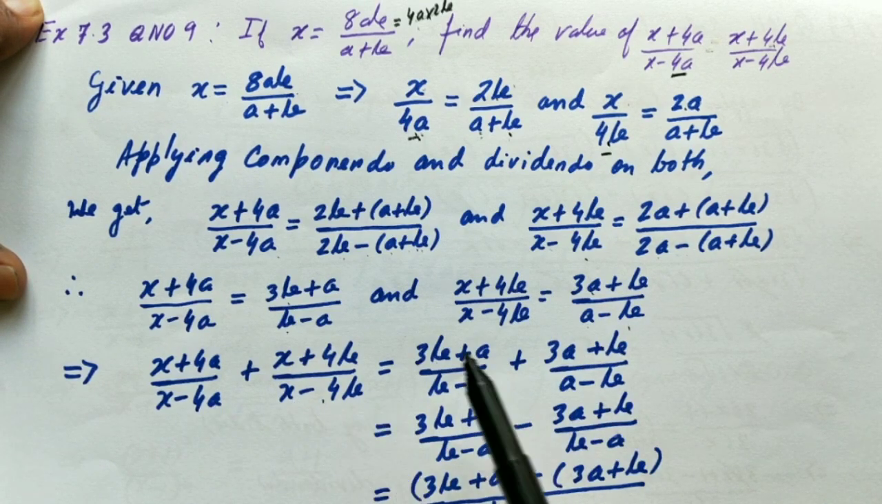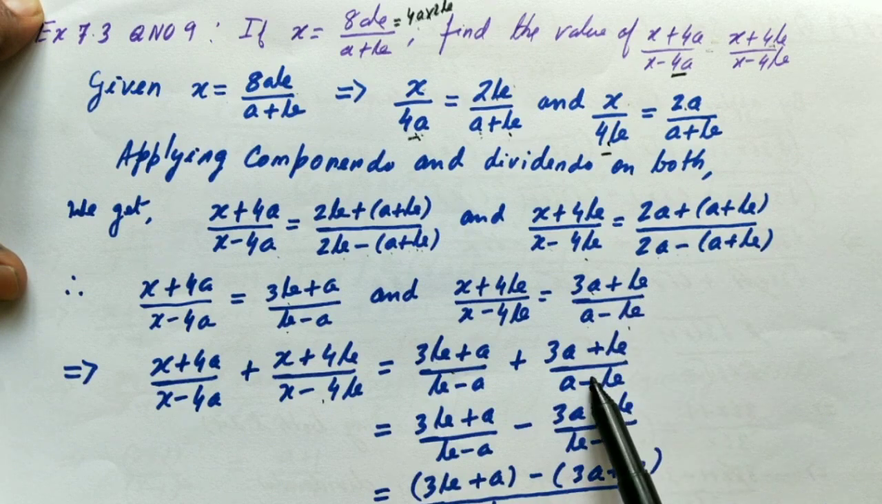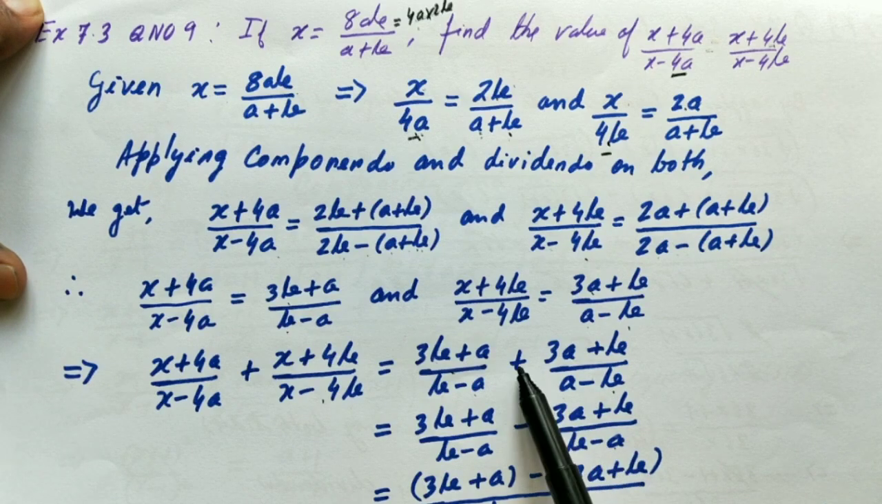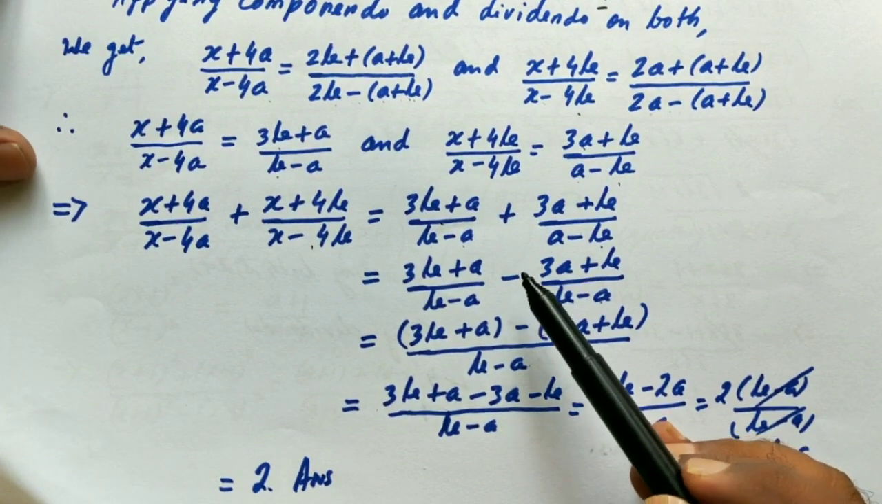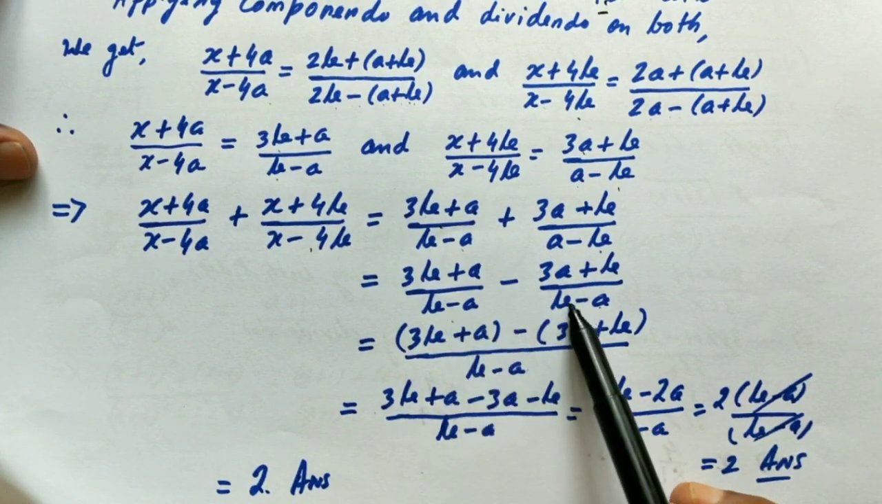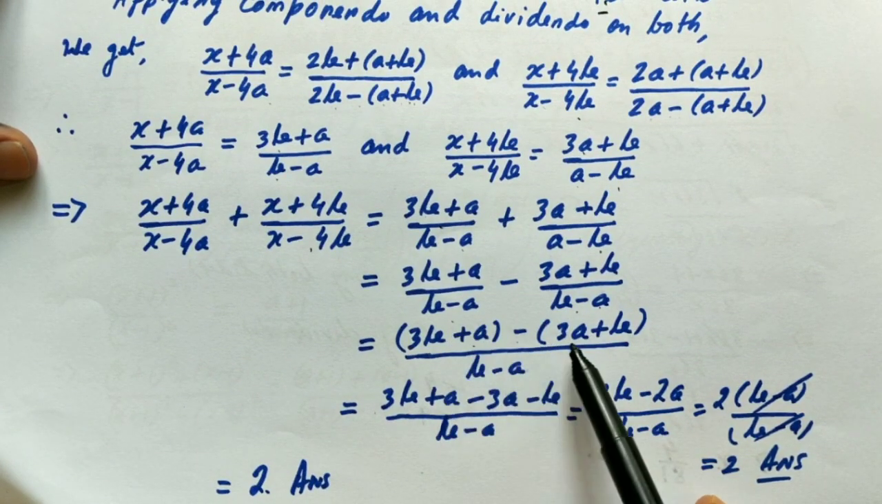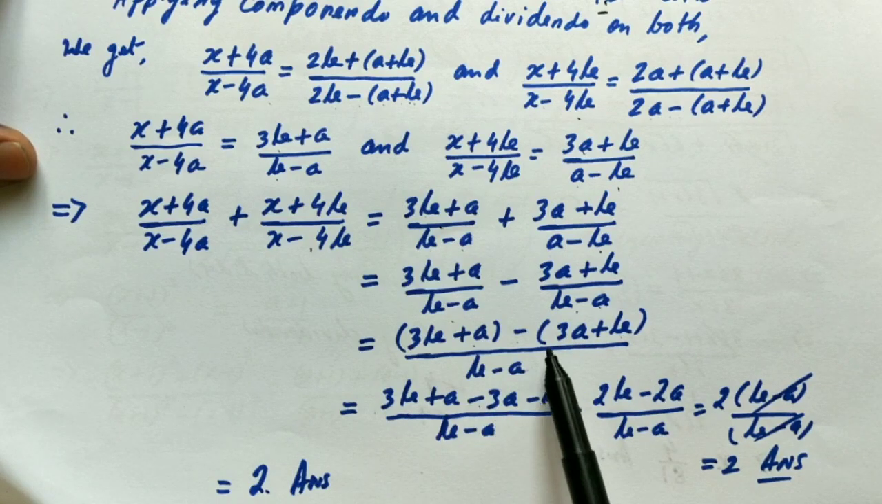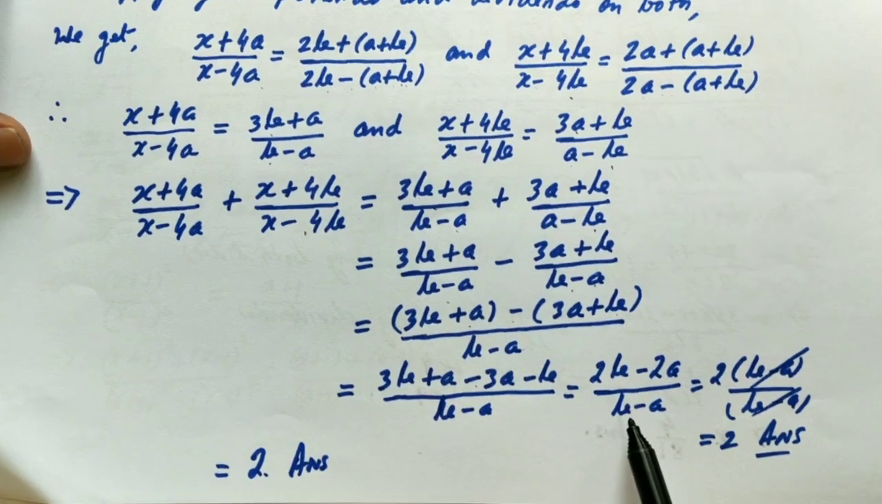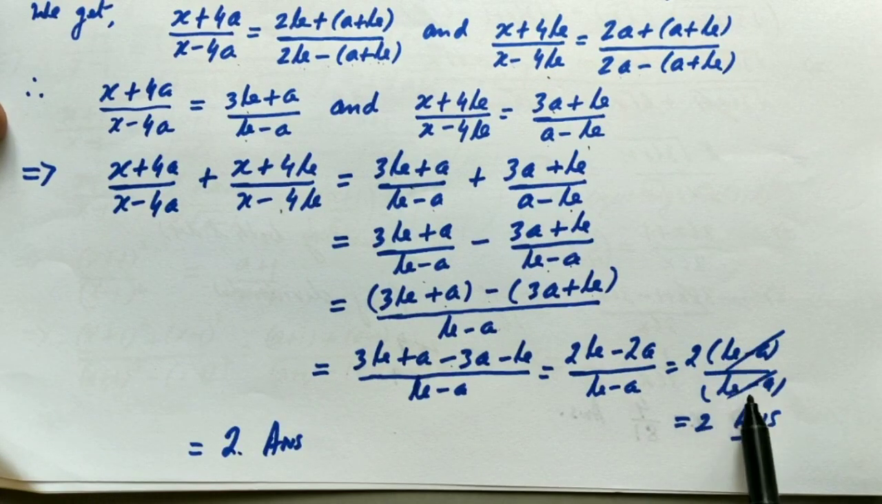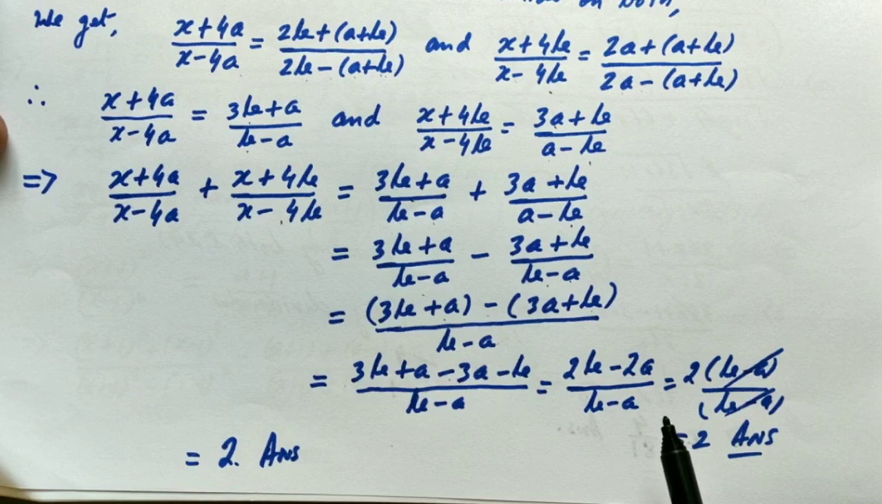Now when I add them, this will come here and this will come here. But this is the most important step. B minus a is a minus b. I can make it b minus a by converting plus to minus. This is a concept. Now the denominator is the same, 3b plus a, minus 3a plus b. After simplifying here, I get the answer as 2. This is a very important question. In the assignment also, one question of this type I have done.